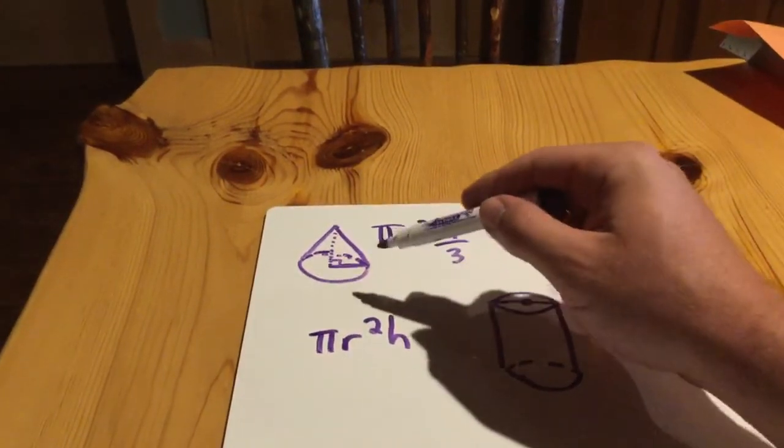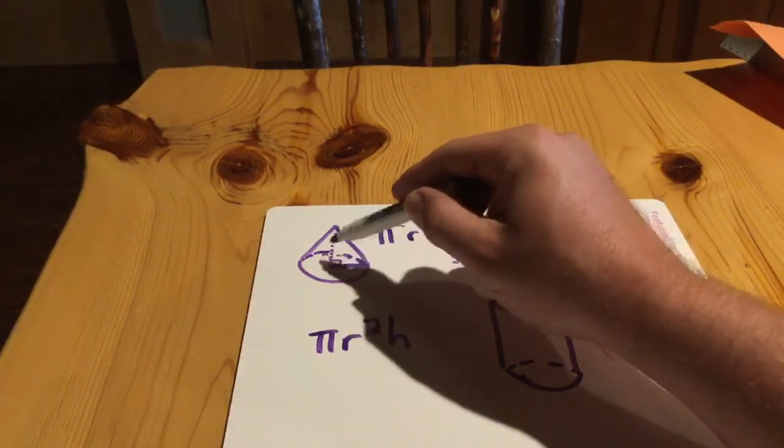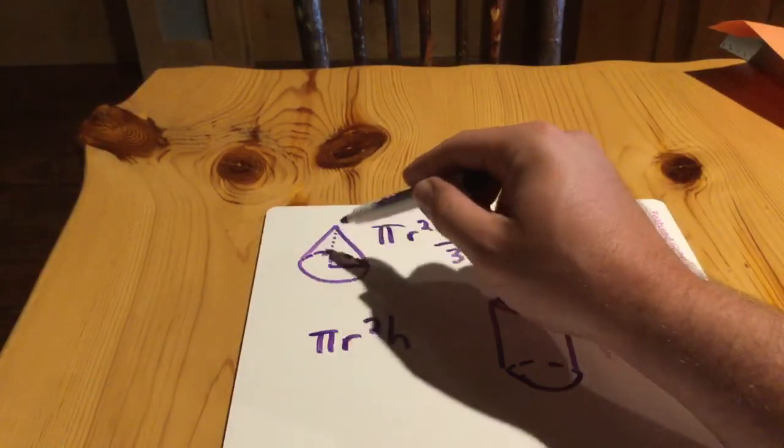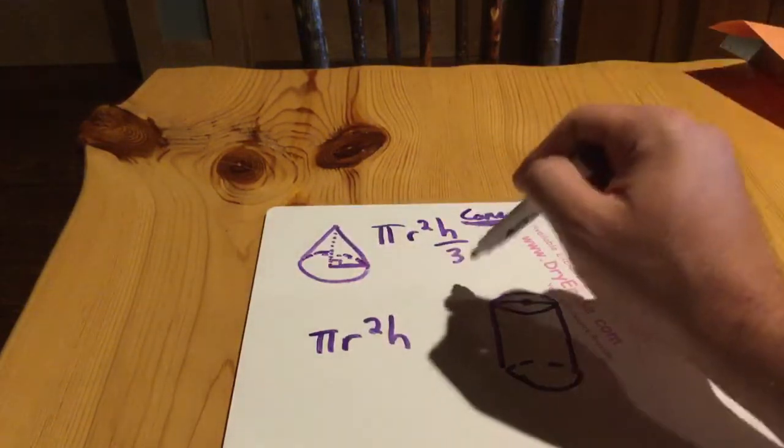H is our height. That's the distance from this center point in the circle all the way to the top. So this little dotted line right here. And these will be given to you on the worksheet. You'll have these numbers in there. You just have to figure out where to put them in your formula.